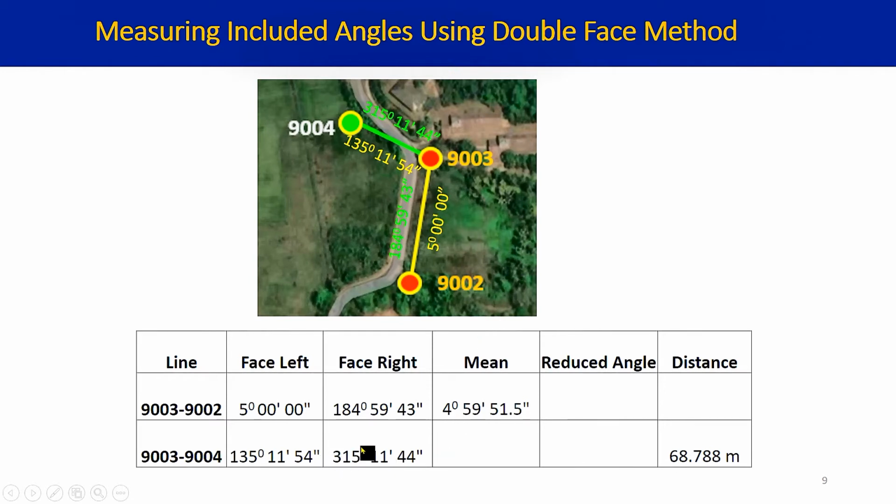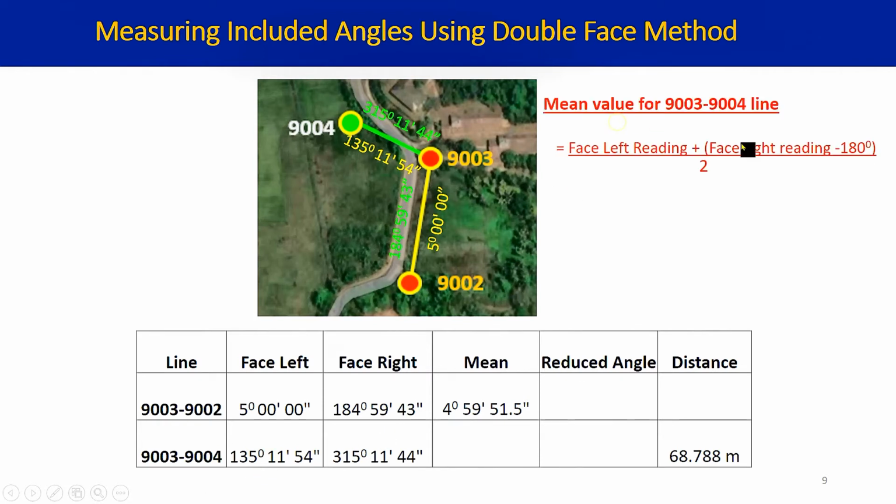And similarly, we can find out the mean value for the 9003, 9004 line. As you see, the phase left reading is 135, 11, 54 for 9003, 9004. And the phase right should be exactly 180 degrees more than the phase left reading, but actually what has come is 315, 11, 44 instead of 315, 11, 54. So therefore we need to get the mean value.